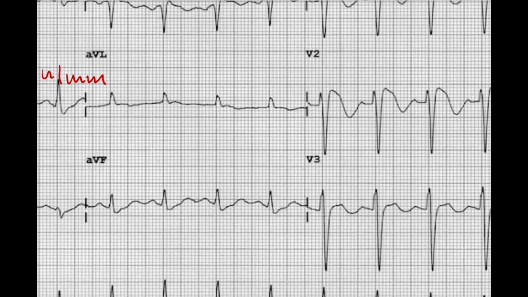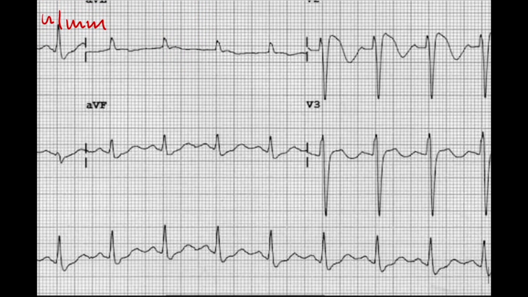AVL, we have no discernible P waves, not too concerning. We have a dominant R wave with a little S complex, not too concerning. T waves, not too concerning. AVL really isn't a concerning lead. P waves, good. QS with a little bit of S slurring.